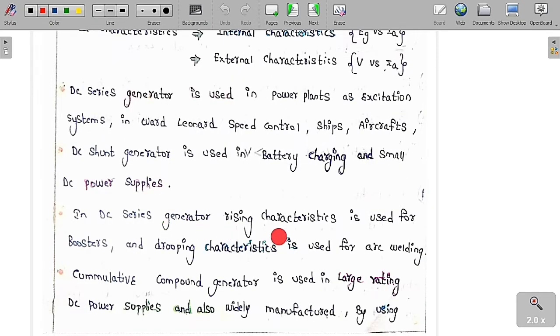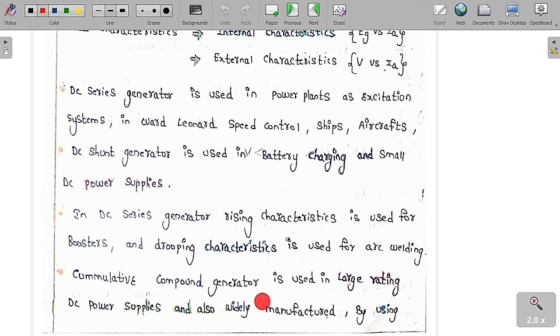In the DC series generator, the rising characteristics is used for boosters, and the dropping characteristics is used for arc welding. So we can say the DC series generator can be used for two applications. The rising characteristics is used for boosters, and the dropping characteristics is used for arc welding purposes.